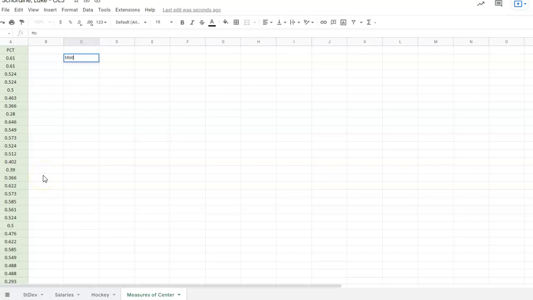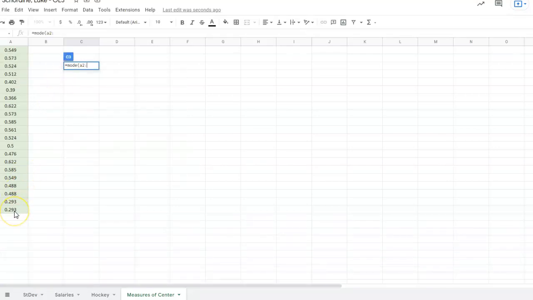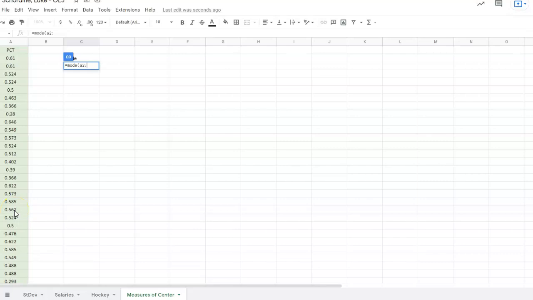So I'm going to label this as mode. And the mode is going to be a formula. So I start off with equals, MODE. And the start of the parentheses is going to be A1. Oh, I'm sorry, not A1, A2, right? Because that's where the first piece of data is. So I'm going to go from A2 all the way down. Well, if I scroll down here, I'm supposed to go down to A31. So A2 to A31, close parentheses, enter.